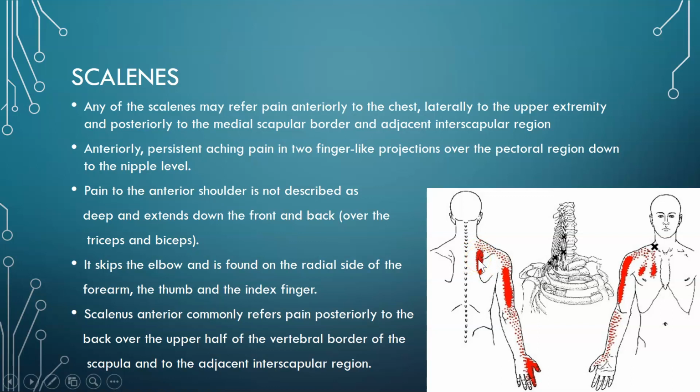Anteriorly, persistent aching pain in two finger-like projections over the pectoral region down to the nipple area. Pain to the anterior shoulder is not described as deep and extends down the front and back. In other words, over the bicep and the tricep area. It skips the elbow and is found on the radial side of the forearm. We see here, and the index finger. Scalenus anterior commonly refers pain posteriorly to the back over the upper half of the vertebral border of the scapula and to the adjacent interscapular region, which we see here.